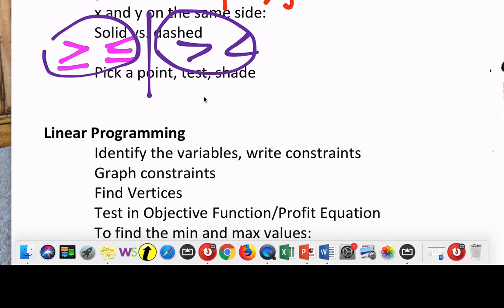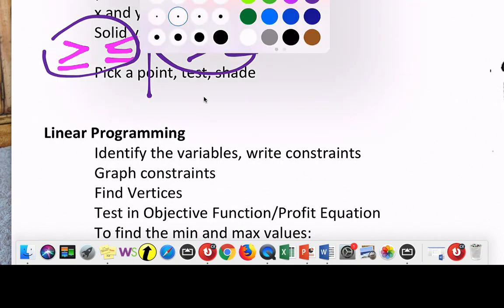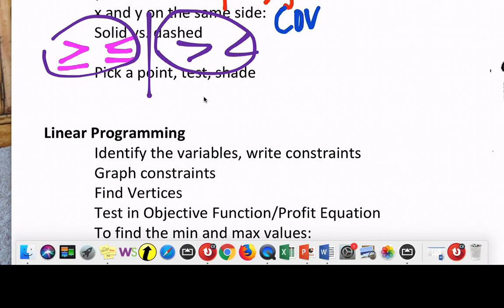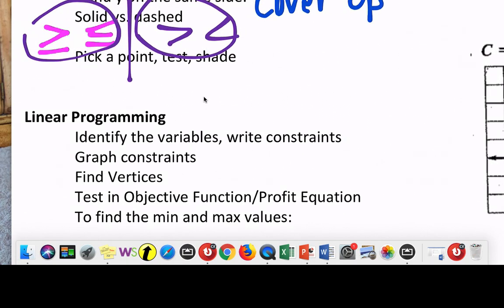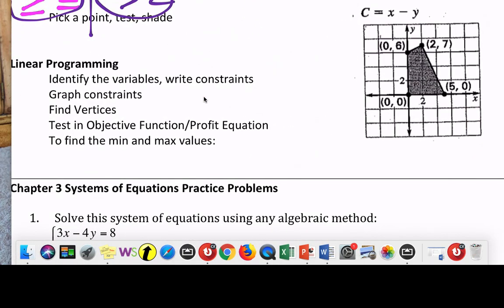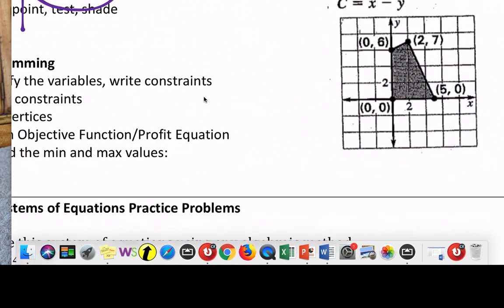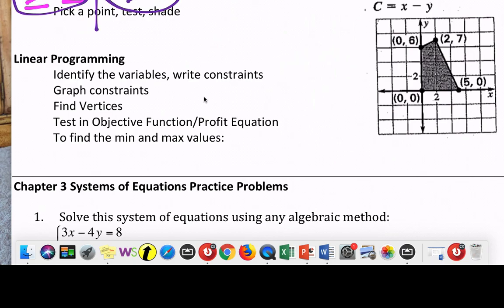If x and y are on the same side, you can use something called the cover-up method, where you cover one up, find a point, cover the other one up, and solve. And then you pick a point, test, and shade. When you graph a bunch of inequalities together and find something called a feasible region where it's all shaded, like over here, this will help you find the maximum or minimum of some objective function. So this is the linear programming, like the cookies problem that we did in class.